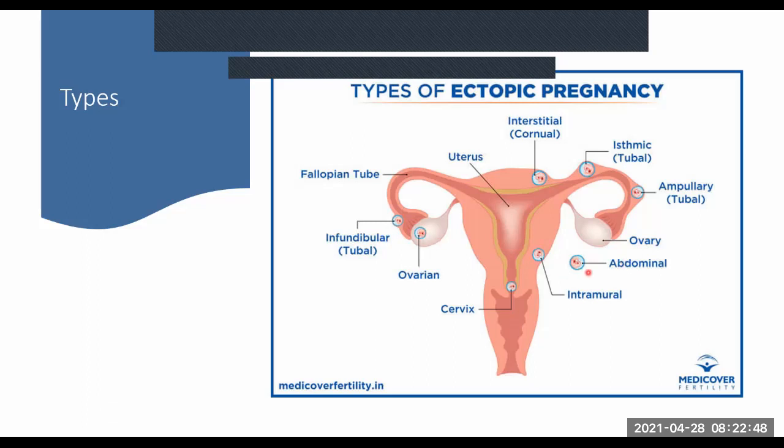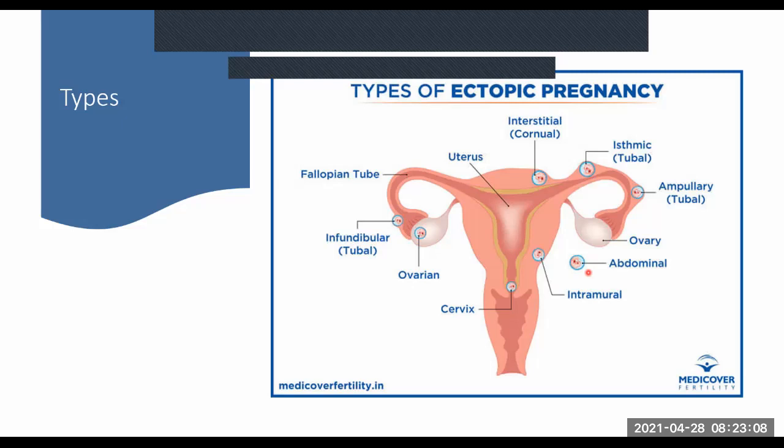And then you get abdominal. Abdominal ones can actually grow to quite a significant size before they cause any problems, because it depends where it lands. Now, if you study to become a gynecologist obstetrician, they will spend a few weeks talking to you about abdominal ectopics, because it's something that you need to know.